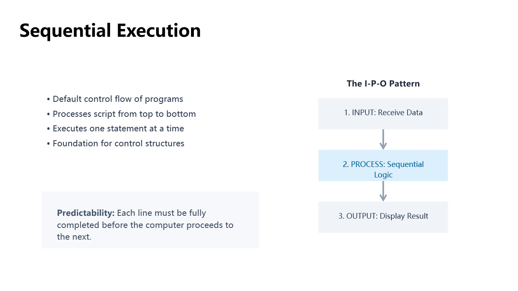To help us structure this flow, we follow the IPO pattern, which stands for input, process, and output. Let's look at how these three steps connect. First, we have input where the program receives data. Then notice how we move to the next stage, process, where the sequential logic actually happens, such as a mathematical calculation. And finally, output, where the result is displayed. This progression is what we will explore in detail today, starting with how to visualize this flow in our code.